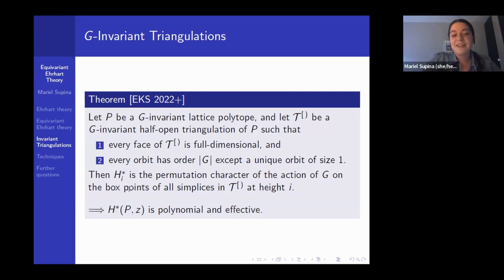The H star coefficients are the permutation characters of the action of the group on the points in the fundamental parallelepipeds of all the simplices at height i. And this tells us polynomiality and effectiveness of the H star series.